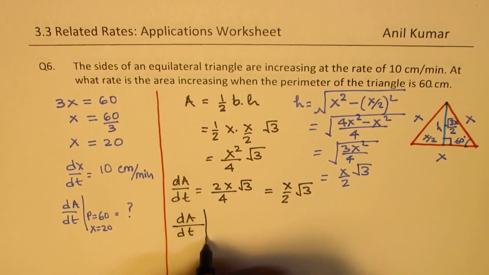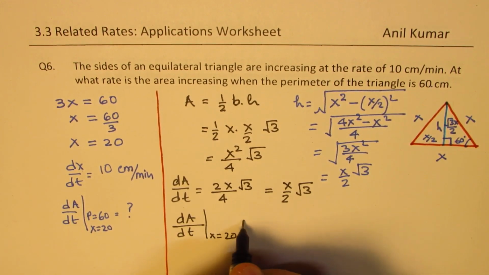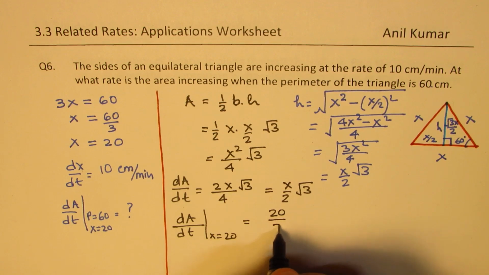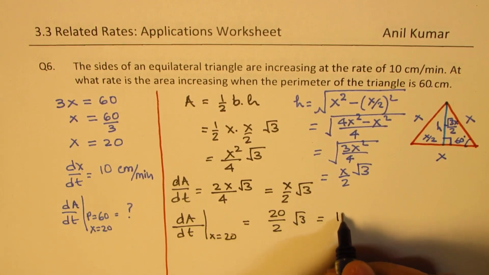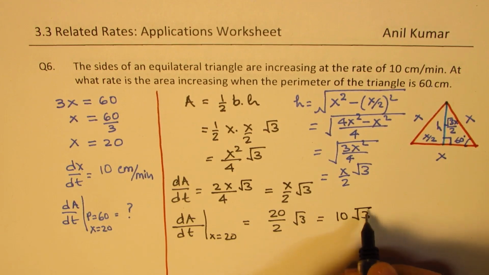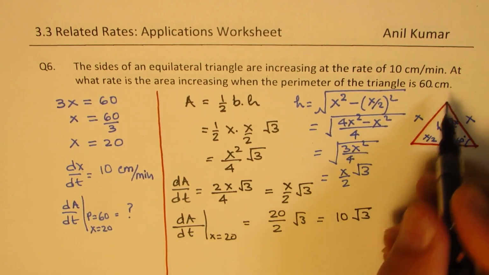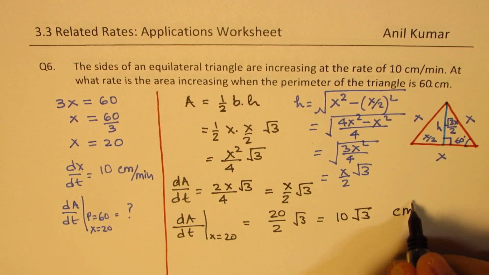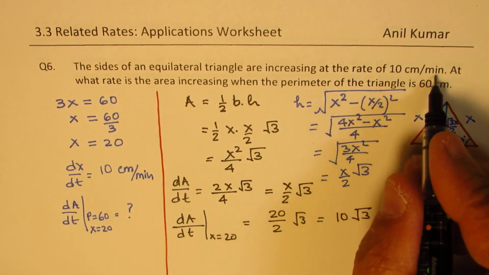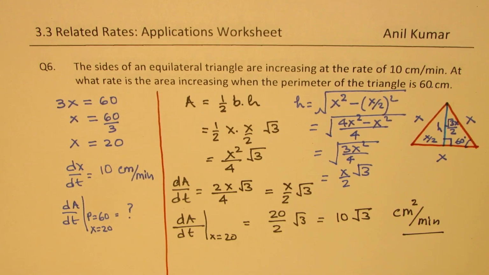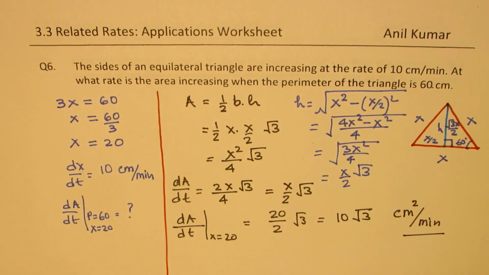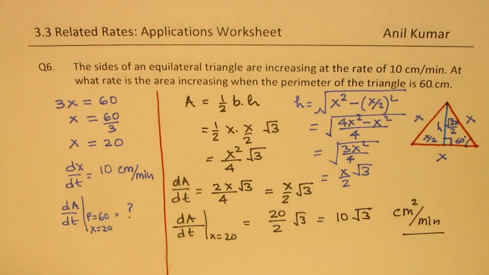So dA/dt for x equals 20 will be 20 over 2 square root 3, right, which is 10 square root 3, right? And the units are centimeters. Area will be centimeters squared per minute. Do you see that? So you need to check the units and always include units in your solution. Perfect. So this question, which was a very interesting question, has been solved.